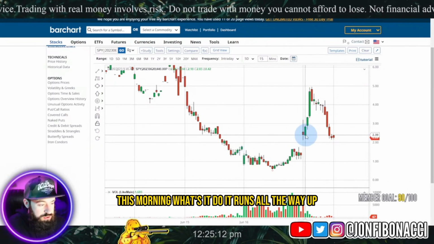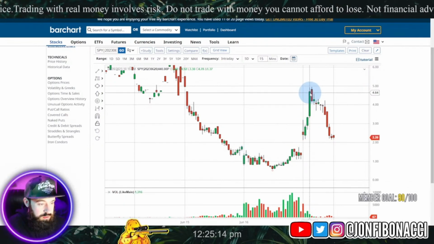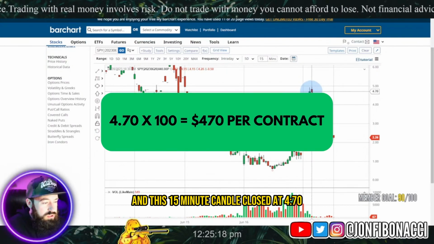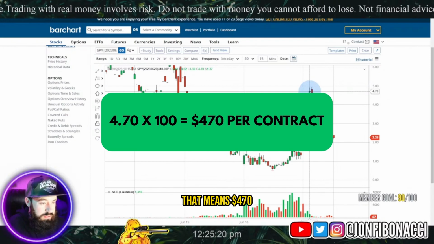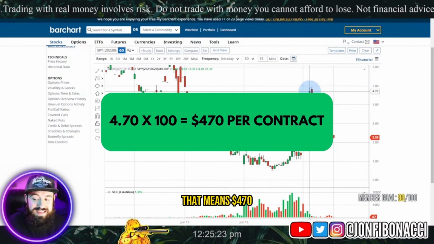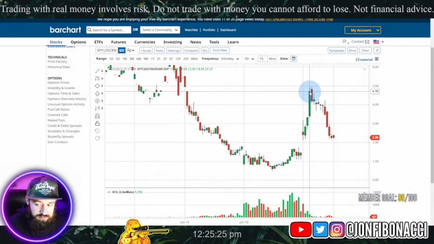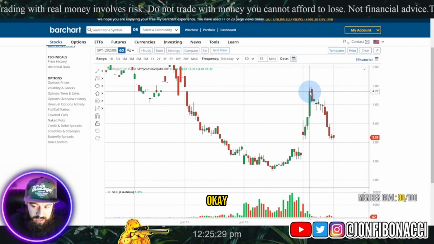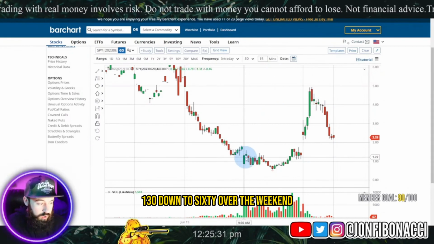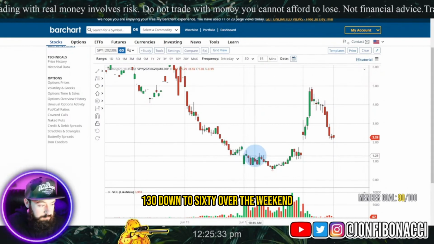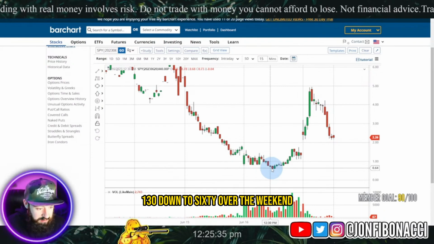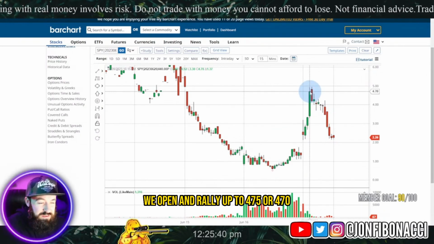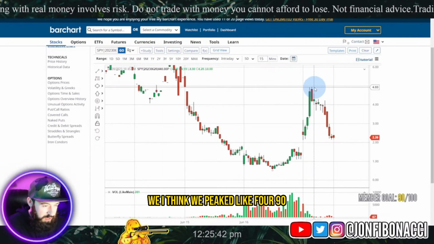This morning, what's it do? It runs all the way up, and this 15-minute candle closed at 470. That means $470 per contract. 130 down to 60. Over the weekend, we open and rally up to 475 or 470. I think we peaked at like 490.